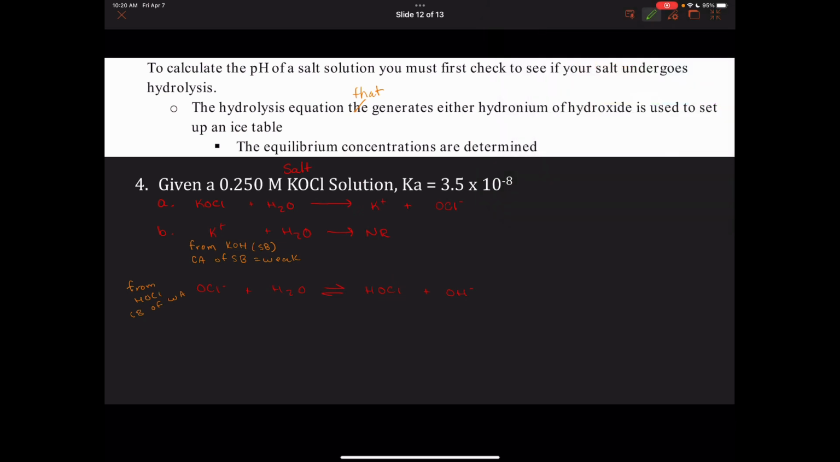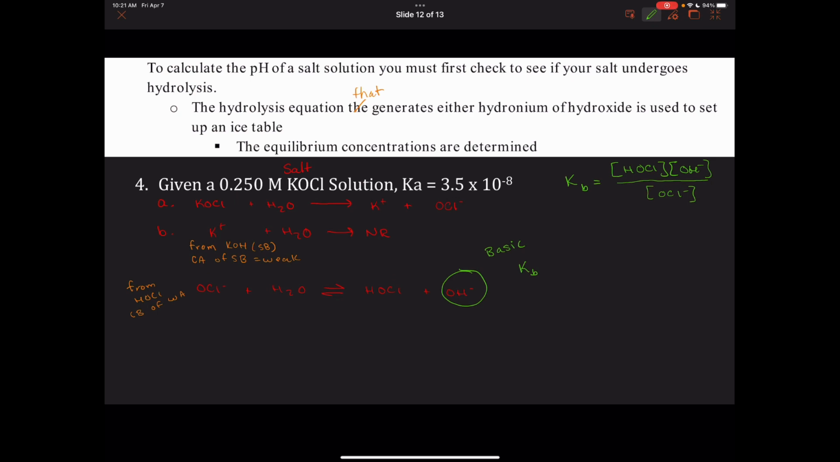So this is going to be a basic salt, because that OCl minus is the conjugate base of a weak acid, it undergoes hydrolysis, and it produces hydroxide. Now, the pH is going to be dependent on this hydrolysis reaction, and it's an equilibrium, expressed by a K. Since this is a base, this is represented by a Kb. We can set up our Kb expression: the concentration of HOCl times the concentration of OH minus divided by the concentration of OCl minus.